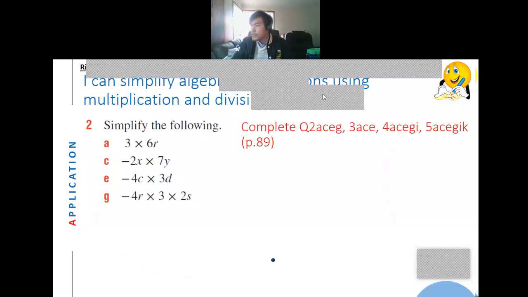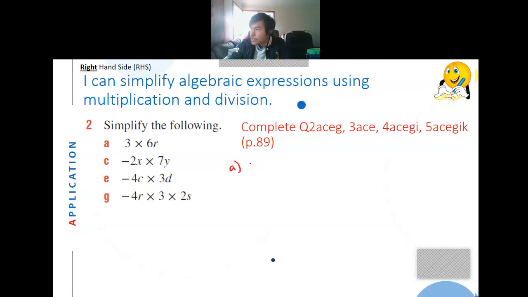Okay, so the first one we've got is question 2 here. We have to simplify the following. So we've got 3 times 6r. Now we can rewrite that as 3 times 6 times r. Remember there's always a hidden multiplication sign between the number and the letter.